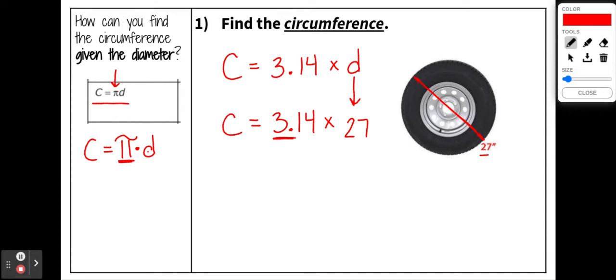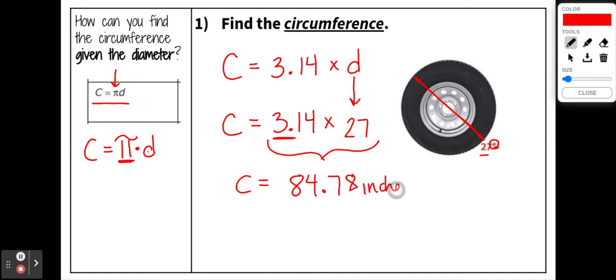This is where we're going to want to use our calculator, and we're going to type in 3.14 for pi and multiply it by 27, and we get 84 and 78 hundredths. So the circumference of this circle is 84.78, and this little abbreviation right here represents inches. So this is the distance around the circular tire.